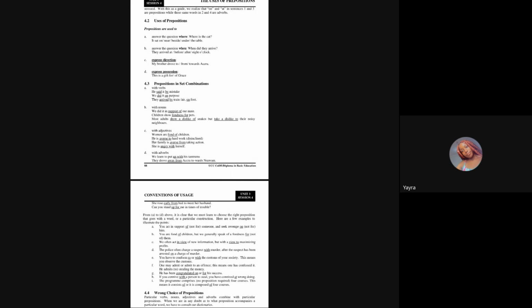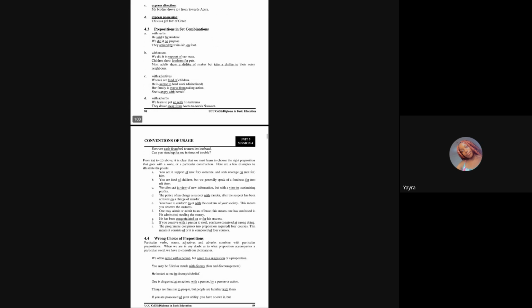And it is used in combination with some verbs, nouns, adjectives, and adverbs. In a sentence like "he said it by mistake," it is being used in combination with the verb. Sometimes we can use it in that order. With the nouns, we did it in support of our mates. So "in support of" becomes a preposition, making us understand the sentence well. Then we have that of the adjective and the adverbs there.